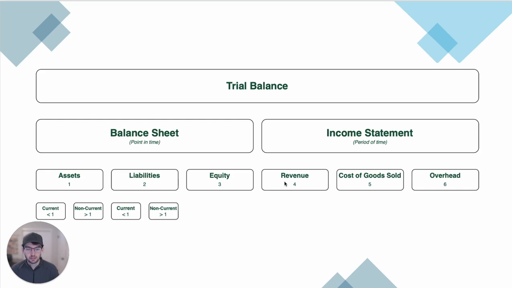Then on the income statement side, we have revenue. So this is revenue coming in from the sales that we're making with our company. We have cost of goods sold. So these are the costs that are directly related to revenue. Often when revenue goes up, cost of goods sold is going to go up in tandem with that. Then our last account here, that's overhead. And those are all of the other expenses. And often these expenses are more time bound.